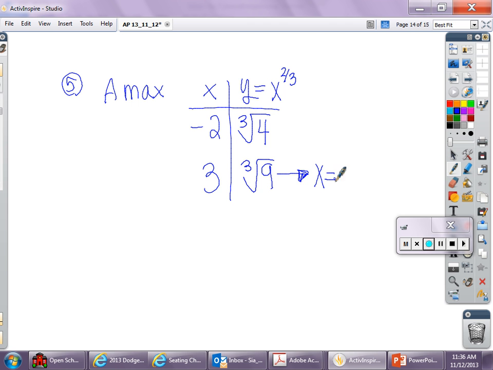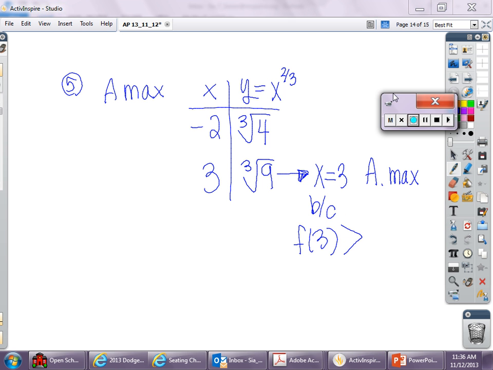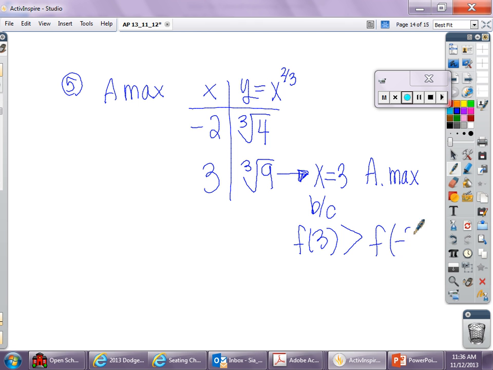So here's my reason. X equals 3 is my absolute max because f of 3 was bigger than f of -2. I do that in, you can do it in words. Tell me it in words. I actually can't remember if this is allowed. That's why I'm making you do the extra statement. I actually think that this isn't allowed to be reasoning. You have to do this. That's why I'm doing that piece right there.